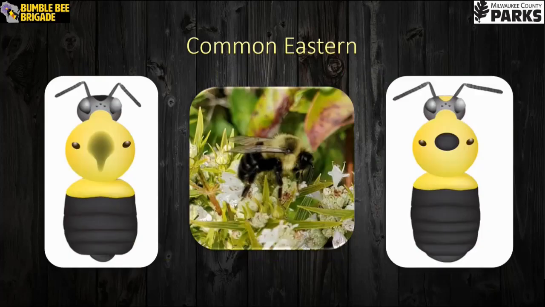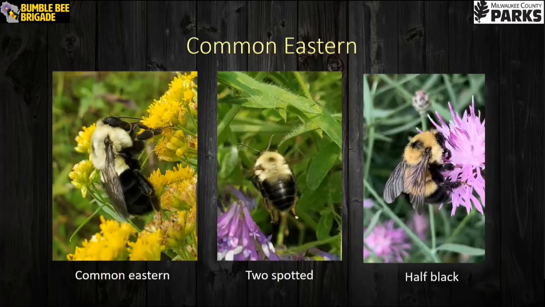For the common eastern, the first abdominal segment, T1, is going to be yellow, with the rest of them all black. The vertex is always going to be yellow, and for females there's going to be a black face and a yellow face for males. Common easterns are pretty easy to get an accurate ID, but you do want to make sure that you get a good look at the back and sides to see that there's only yellow on the T1 segment.